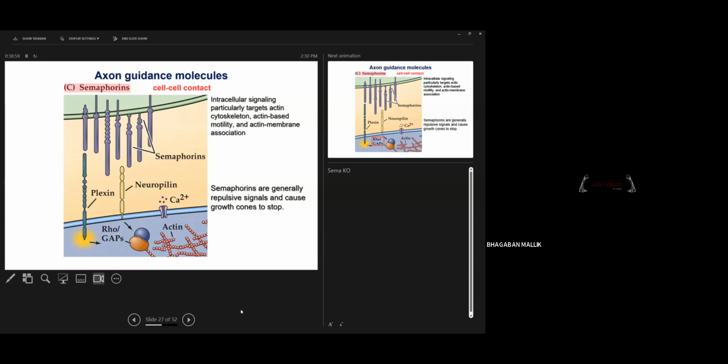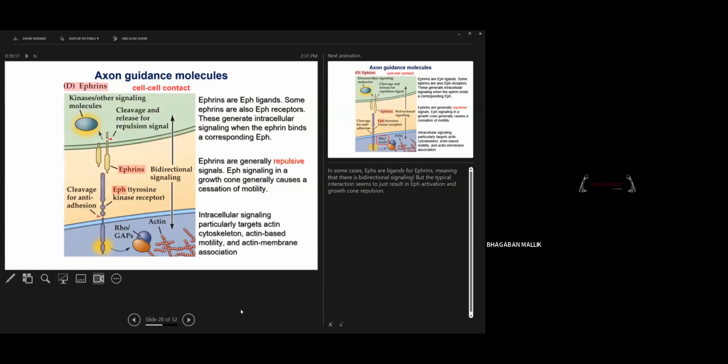So here the depolymerization happens. That means the growth cone doesn't grow, it stops, because semaphorin is a repulsive signal. And you have activation of Rho GAP because of the signaling through the semaphorins.